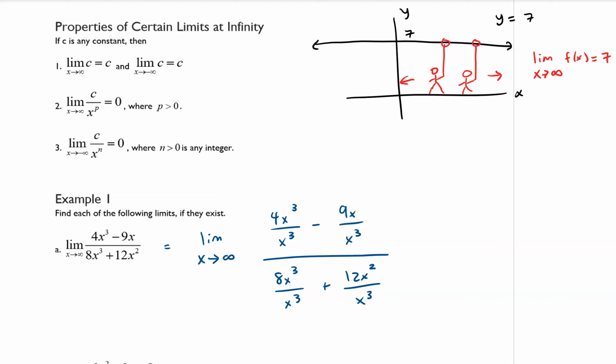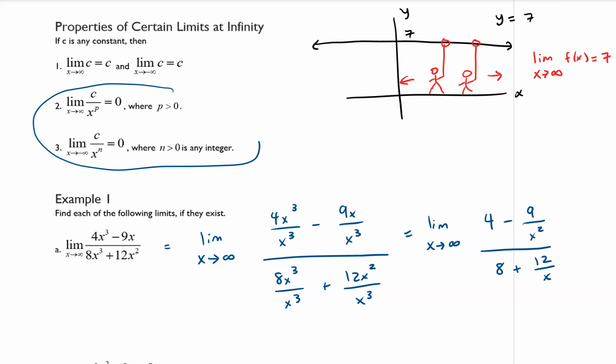Now, you might be asking, Mr. Kwan, how does that help us figure out this limit? Well, let's go through and simplify this. That's going to equal the limit as x goes to infinity of 4 minus 9 over x squared, over 8 plus 12 over x. Now, this is where these properties that we were looking at earlier are going to be very helpful to us.